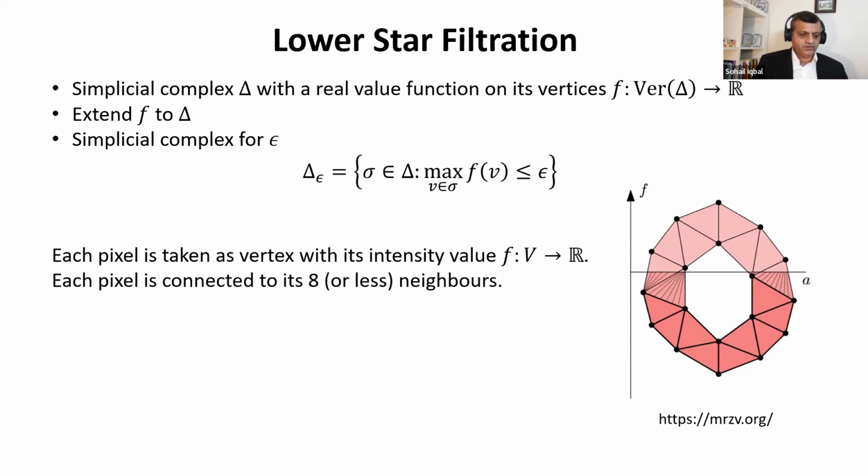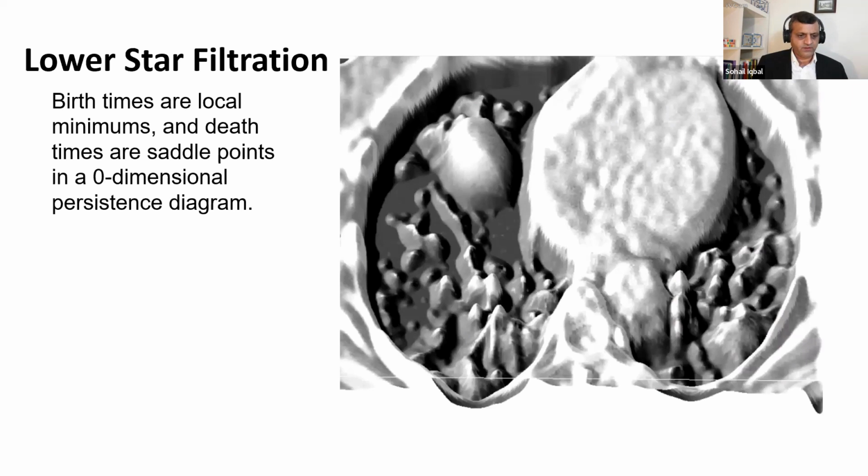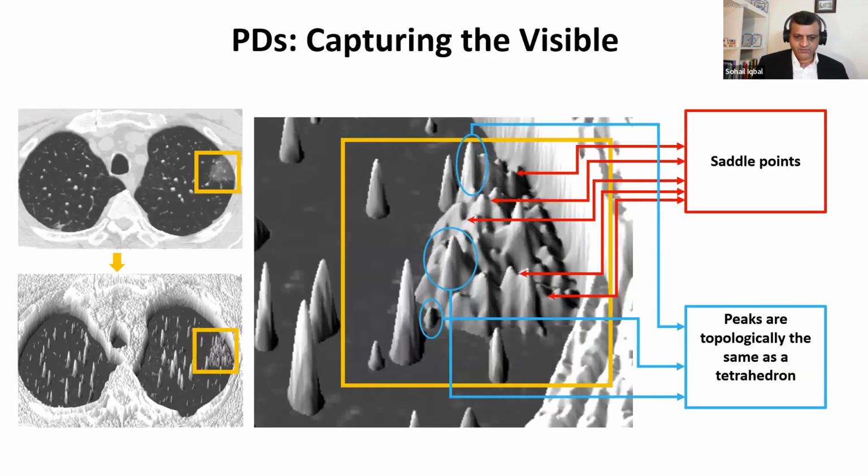Okay, and the connectivity is taken to 8 neighbors, or fewer if it's at the corner. The point is we are taking too many vertices, but it's much more efficient to calculate lower star filtration because everything is linear in this situation. Birth times are local minimums, and the death times are the saddle points, in a zero-dimensional persistent diagram. So having said that, let's see what we have got so far.